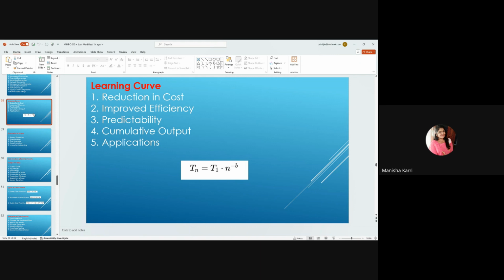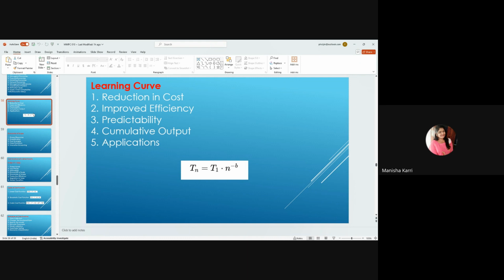And the final one is application. The learning curve is generally used in various fields such as manufacturing, software development, and also service industries to improve planning and also forecasting, cost management, etc.